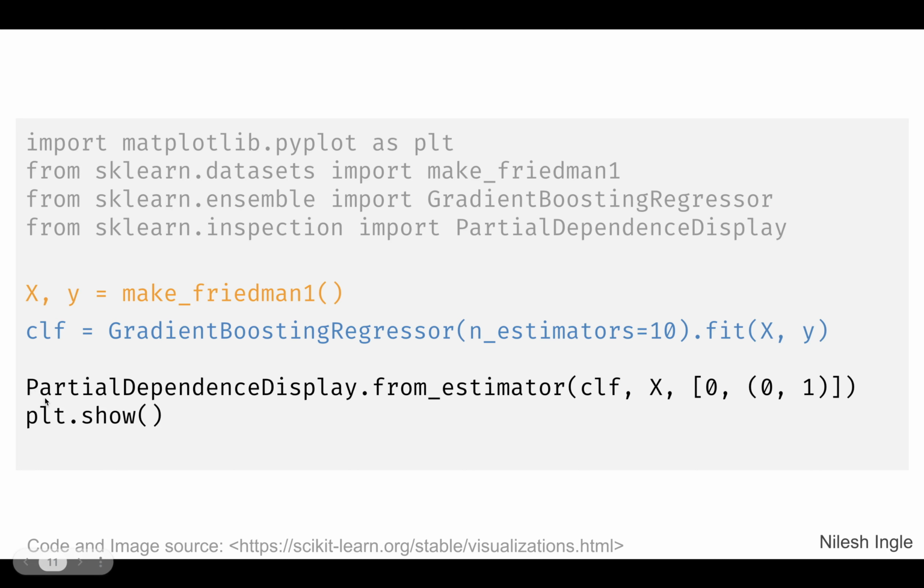We can use the PartialDependenceDisplay.from_estimator, specify the classifier along with the inputs. And this is the feature, and this tuple is for the contour plot that we saw.